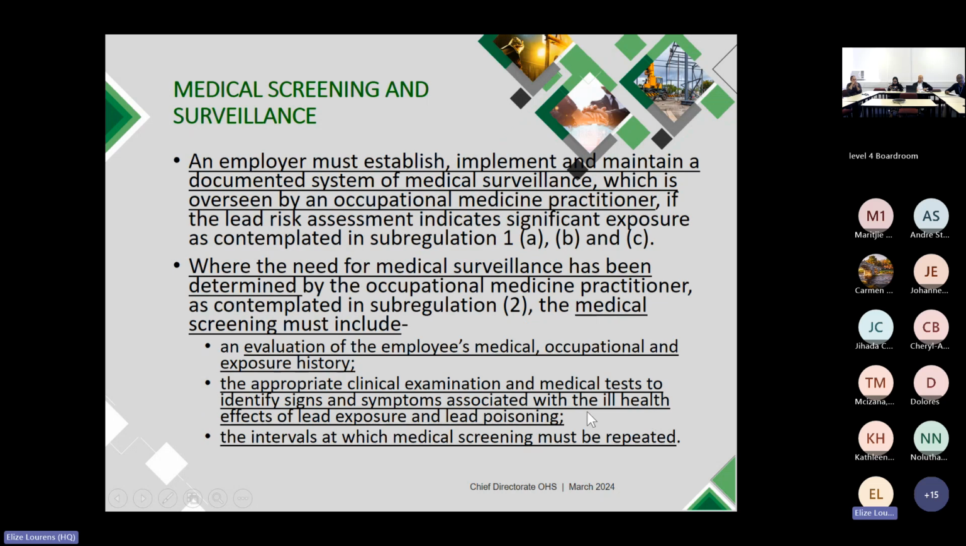An employer must establish, implement and maintain a documented system of medical surveillance, which is overseen by an occupational medical practitioner. So what's important here is to note that it needs to be a documented system and it's overseen by the medical practitioner. Where the need for medical surveillance has been determined, the medical screening must include an evaluation of the employee's medical, occupational, and exposure history.